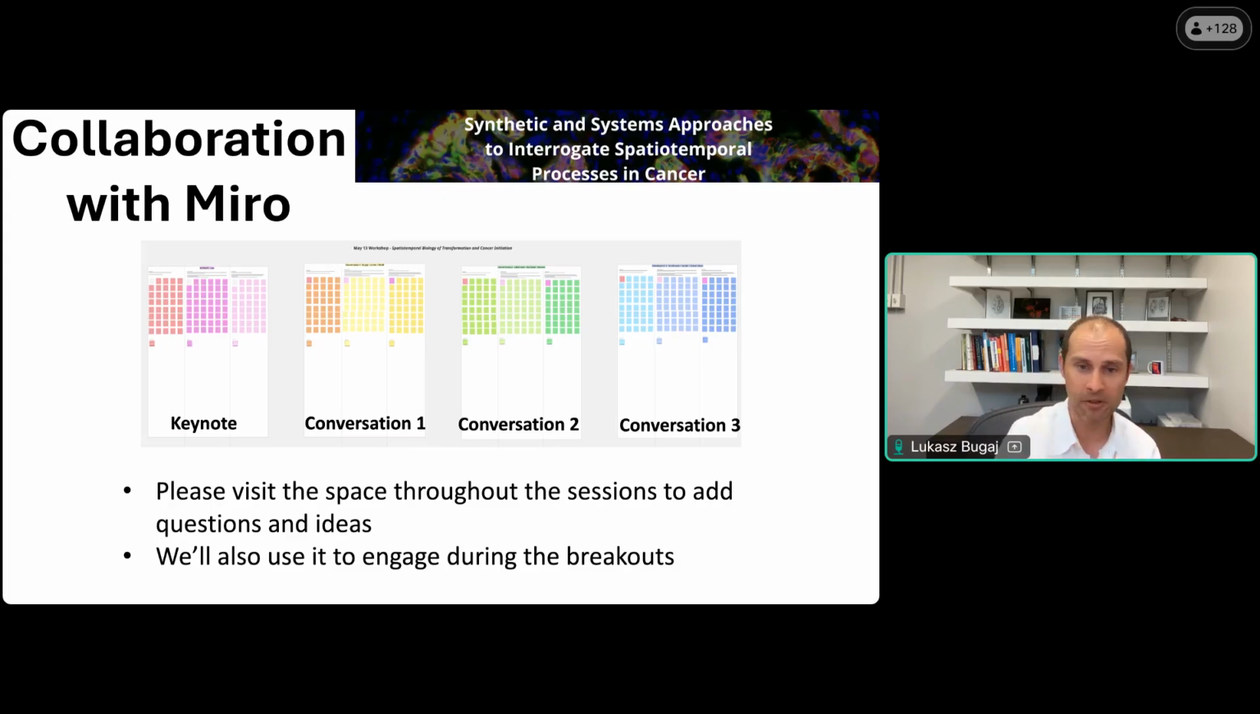We will have a separate board for each conversation that we'll have throughout the day, but in a similar structure: questions, challenges and opportunities, and open questions in the middle, and then references on the right. Okay, this we will then also use in our breakout session later to see discussion with the ideas that resonate most with the audience.